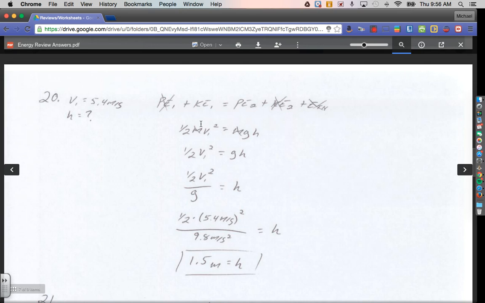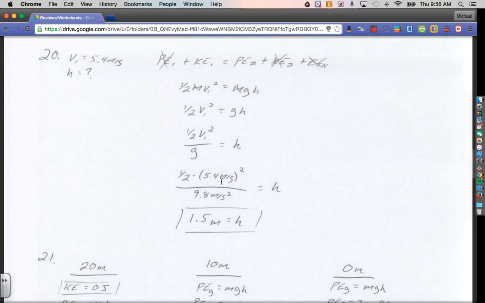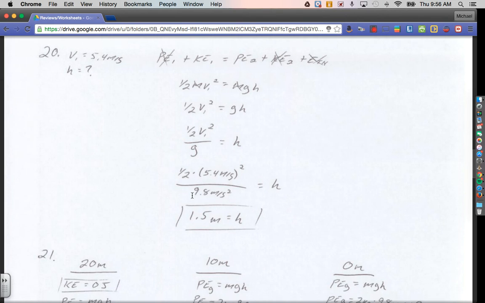Expanding my KE and PE, I get 1/2 mv squared equals mgh. My m's cancel, and I get 1/2 v squared equals g times h. We're solving for h, so I'm just going to divide g over to the other side, giving me this fraction, and I can plug in some numbers. 1/2 times 5.4 meters per second, squared, divided by 9.8 gives me a height of 1.5 meters for the skater.